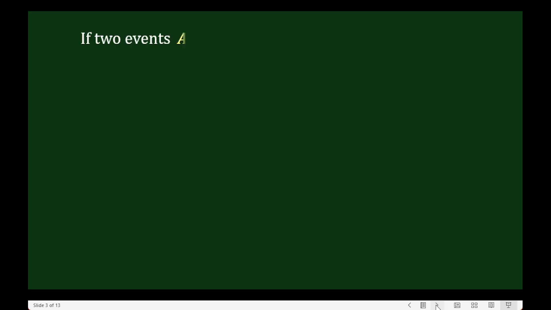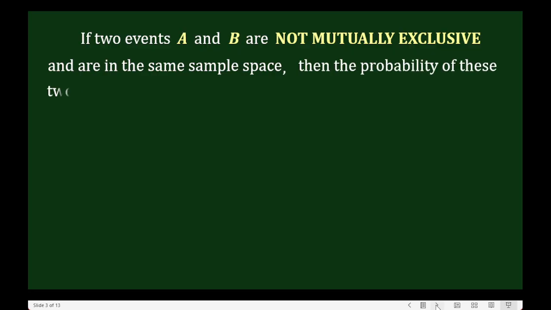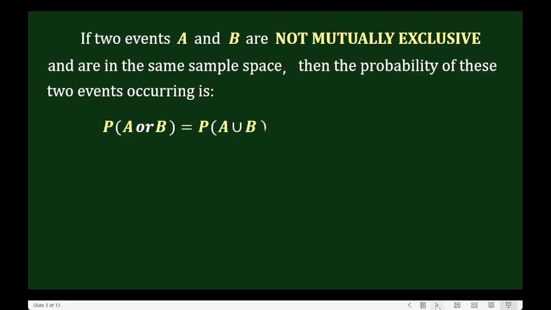If two events, A and B, are not mutually exclusive and are in the same sample space, then the probability of these two events occurring is P of A or B, which equals the probability of A union B, which is equal to P of A plus P of B minus P of A intersection B.